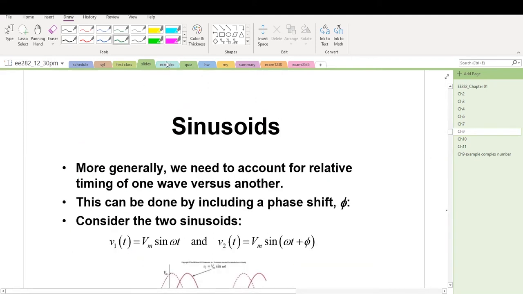If there is an initial phase shift φ in the waveform, we can write it in this format: Vm, that's the magnitude, sin(ωt + φ). φ is the initial phase shift. Take two sinusoids: v1 = Vm sin(ωt), which means the phase shift for v1 is 0 degrees, and v2 = Vm sin(ωt + φ). The only difference between v1 and v2 is a phase difference φ.